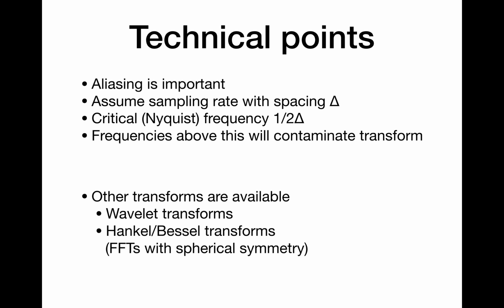Some technical points to cover here at the end, the most important of which is to talk about a phenomenon called aliasing. So if you've got a time series, in other words a function of time, that you're sampling at a particular rate where the spacing between samples is delta, so delta is a time, then there is a frequency which is known as the Nyquist or the critical frequency, 1 over 2 delta. If your time series has frequencies above that in it, then you will get what is called aliasing. So you'll find traces of those very high frequencies appearing to contaminate your Fourier transform.